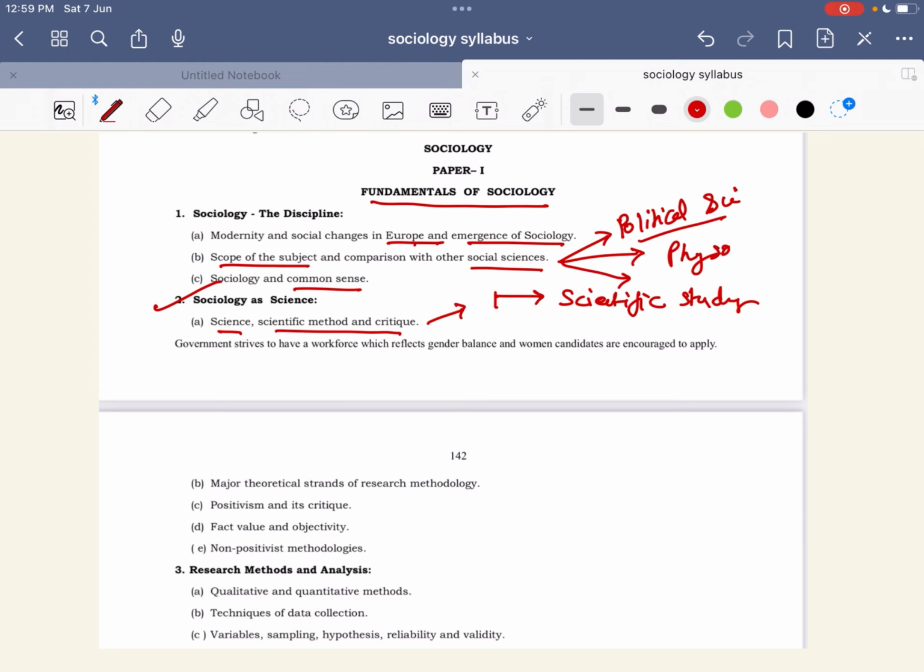Then government strive to have a workforce which reflects gender balance. Okay, this is very important, because UPSC now is more interested in women empowerment. Women candidates. They see here also they have written women candidates are encouraged to apply.